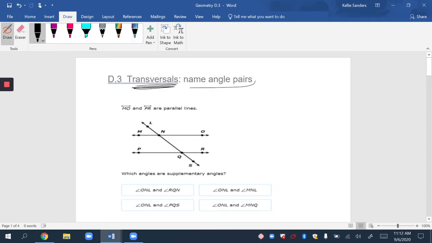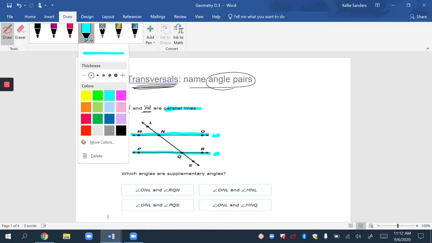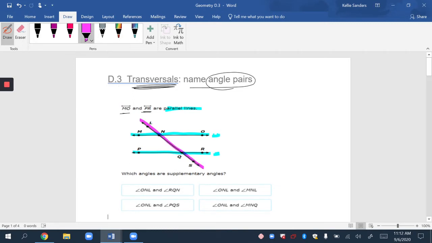Transversals. Name angle pairs. Okay, let me tell you what a transversal is. These, so MO and PR, these right here are parallel because it tells you that they are parallel. So these are parallel lines. Any other line that crosses two parallel lines, that is what a transversal is. Okay, so that's what a transversal is.